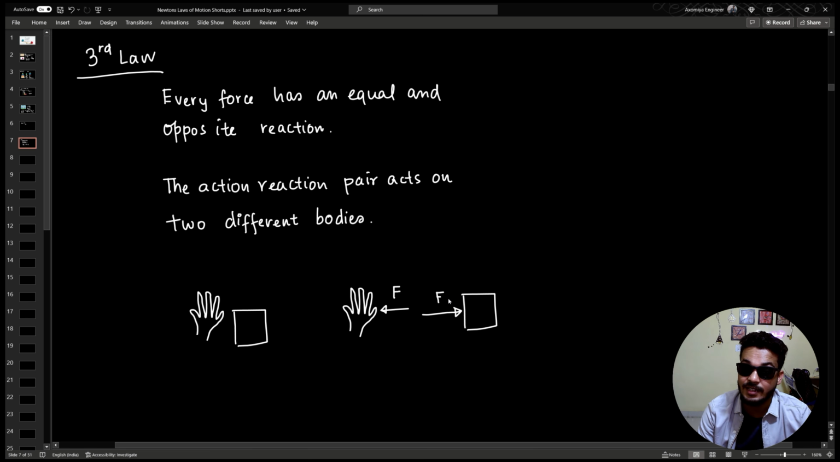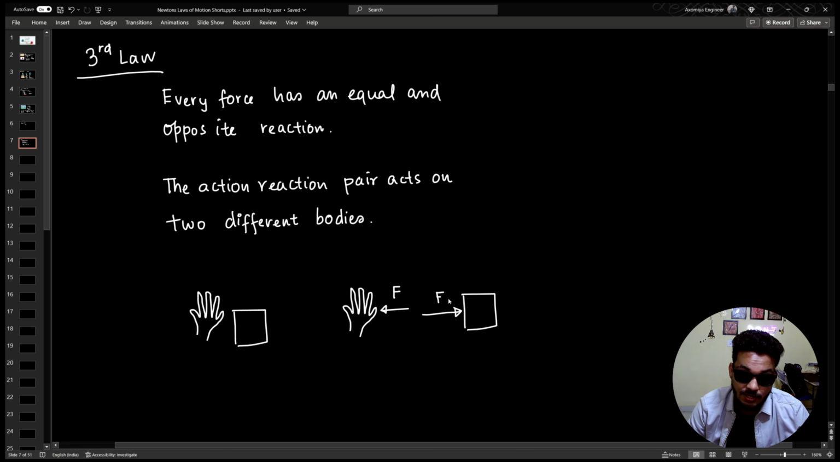But when you consider the hand and the block to be one complete system, then yes, the net force on that system as a whole would be 0. Your hand, if you consider it as a system, then there is an external force. If you consider the block to be a system, then the block also has an external force. But the combined system does not have a net external force.